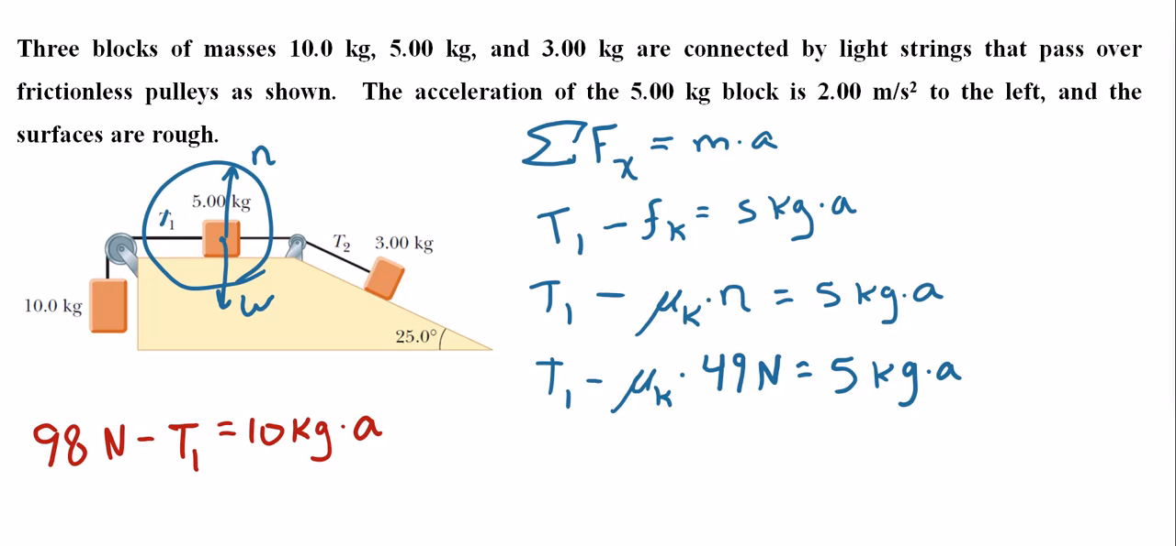Of course, if we take the 5 kilogram mass and multiply it by gravity, we're going to get a 49 Newton weight. So that in this case is the same as the normal force. This is our equation along the x-axis for second law for the 5 kilogram mass. We're going to take this equation and put it off to the side.